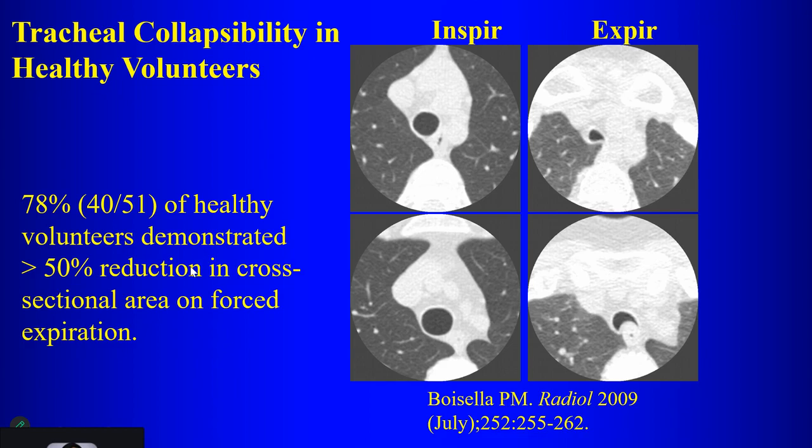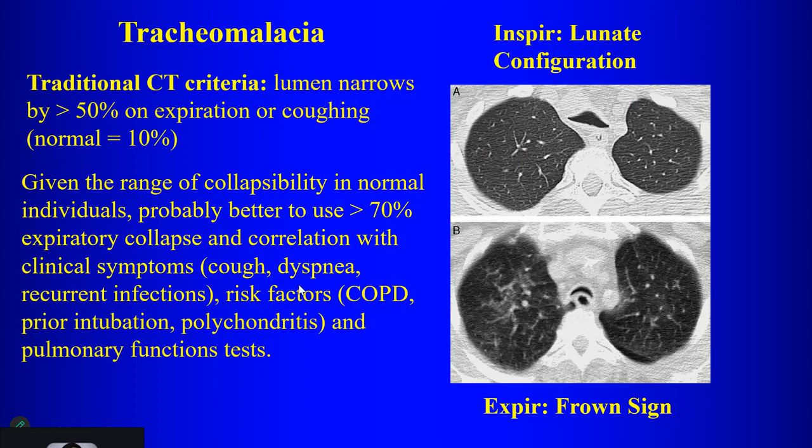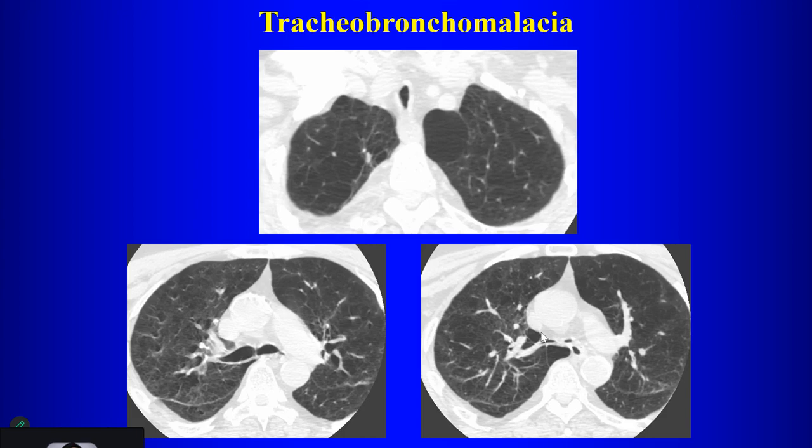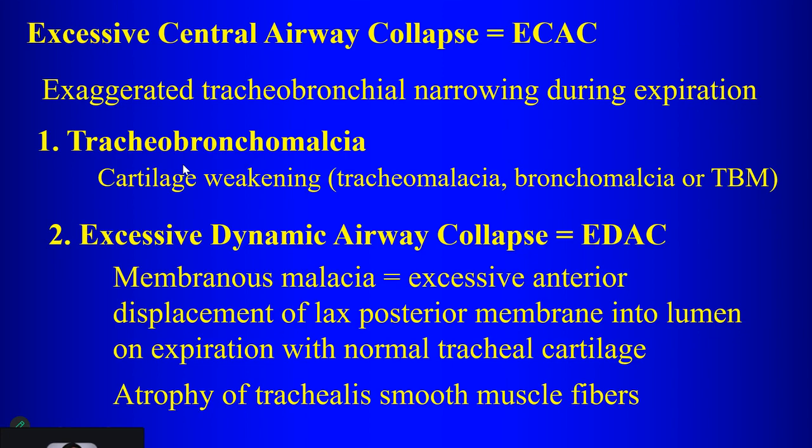Even healthy volunteers can sometimes demonstrate that, greater than 50% reduction. So you want to be careful about when you call this. So ideally, the patient should be symptomatic. And what we look for is, criteria, probably better to use 70% reduction in cross-sectional area, okay, when you look for this. So it's not just a little bit, we're looking for a lot of reduction in the cross-sectional area. Ideally, the patient should also be symptomatic, right? So if you call this, you want to call this in symptomatic patients. So that's tracheomalacia or tracheobronchomalacia if it extends down to the airways.